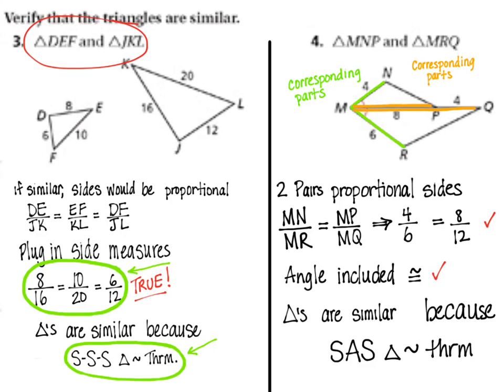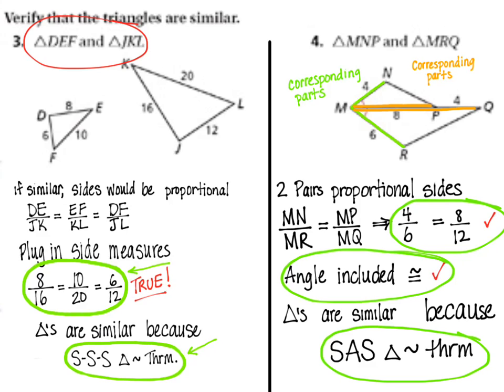Again, what did you need to write for this problem? You needed to write these three things that I've circled in green. You had to have the proportionality statement. You had to say that the angle that's included is congruent. And therefore you have the side-angle-side triangle similarity theorem.